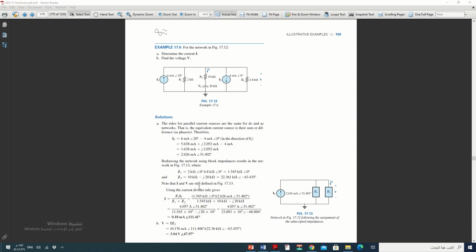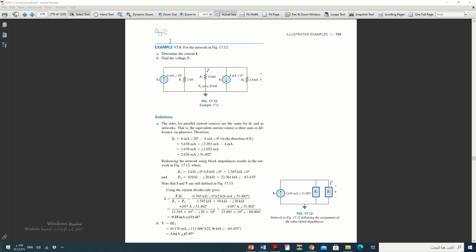Now we'll go to example 17.6. All these examples are not a new subject, only examples about the combination between series and parallel.